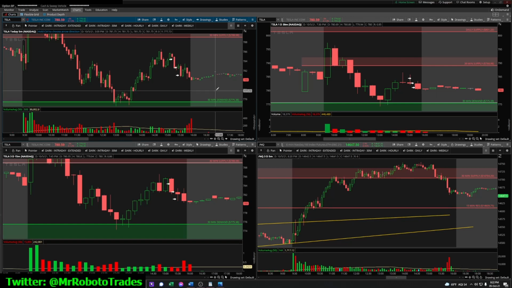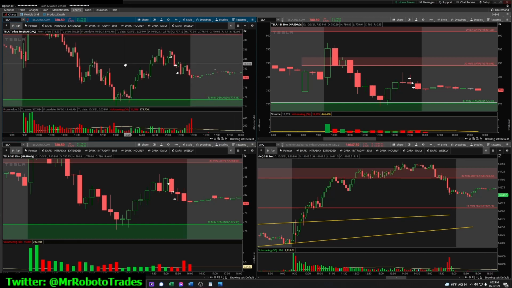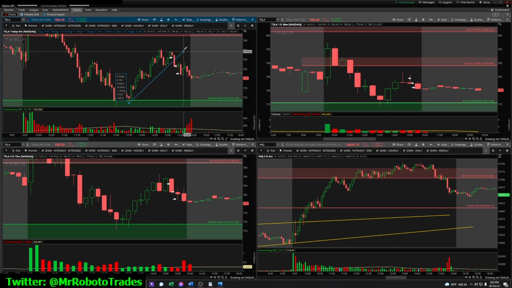But let's talk about why I ended up taking this trade. So there were a couple of factors that came together all at the right time, why I ended up taking this trade and felt very confident about taking this trade. One, we had a trend line break right here. Okay, so we had a trend line break right around my entry.